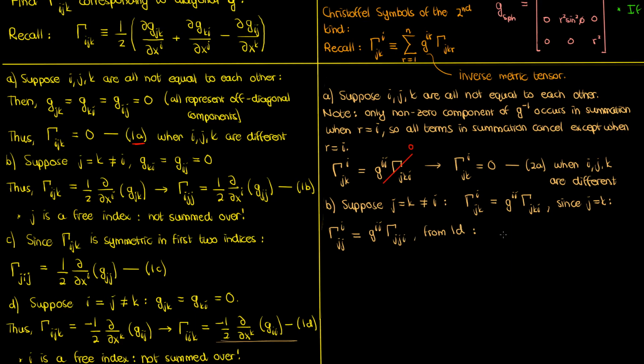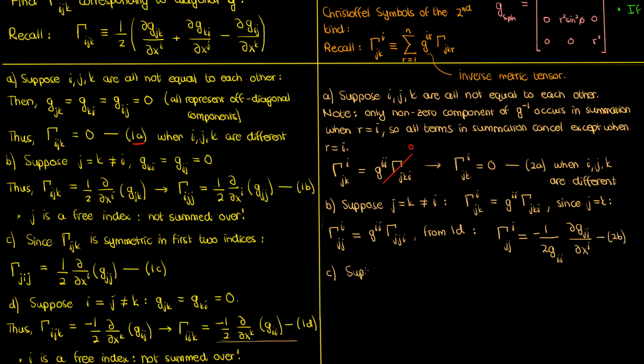The indices are a bit different in equation 1d, but if we plug in equation 1d with the indices appropriately switched, here's what we get for our second kind Christoffel symbol with the bottom two indices being the same. Note that I've already put in the g sub ii in place of the inverse metric tensor component. I'll call this equation 2b.